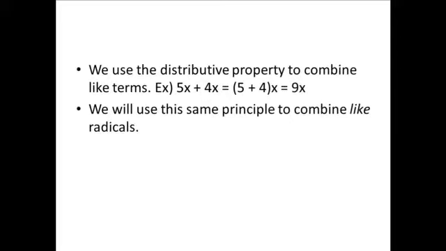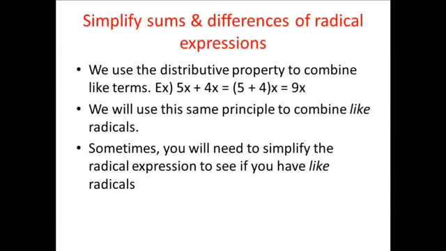To simplify sums and differences of radical expressions, the first thing that we're going to consider is to use the distributive property to combine like terms. Example: 5x plus 4x equals the quantity of 5 plus 4 times x. Get the sum inside the parentheses, 5 plus 4 equals 9, then simply copy the variable: 9x. Second, we will use this same principle to combine like radicals.